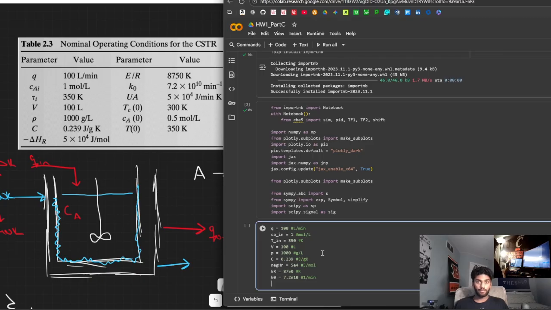Our UA, that was for when we did our Newton's law of cooling calculation. That's going to be also 5e4. This time it's joules per minute Kelvin.